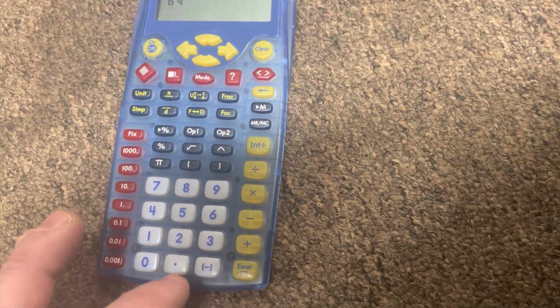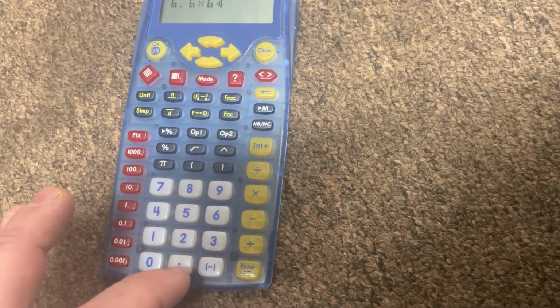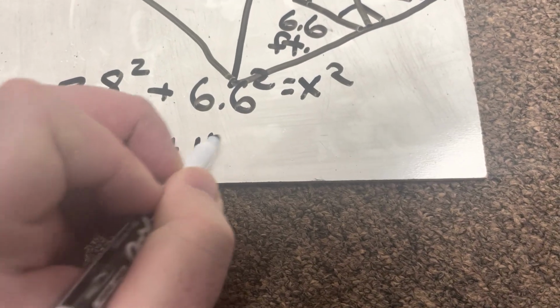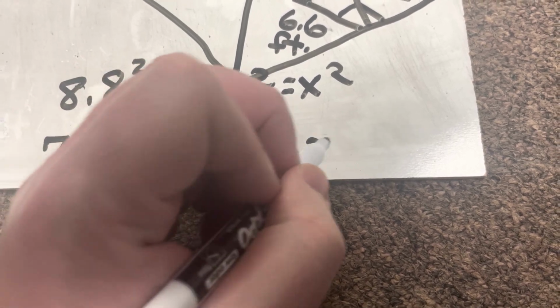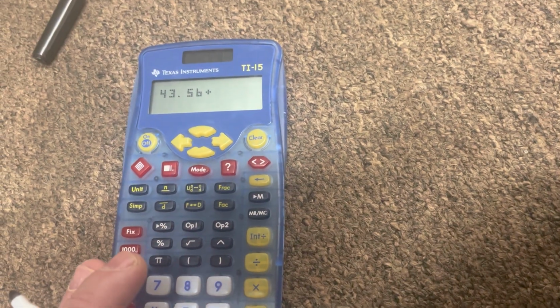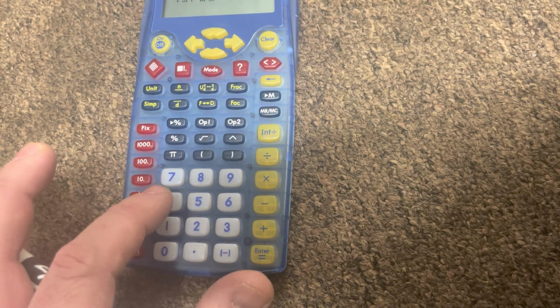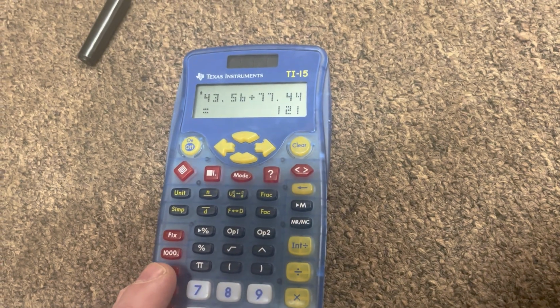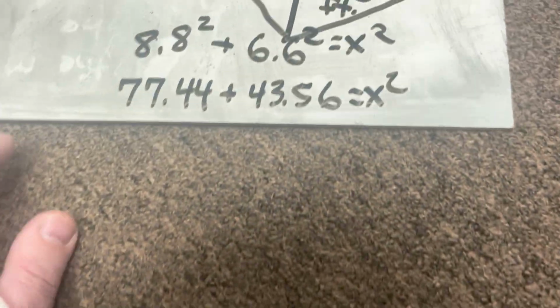We're going to square 6.6. We're going to clear that here, so we're going to go 6.6 times 6.6, and we're going to enter there 43.56. Plus, we've already got the 43.56 in there, so let's add in the 77.44, and that whole thing is going to equal 121, and I would agree with that.